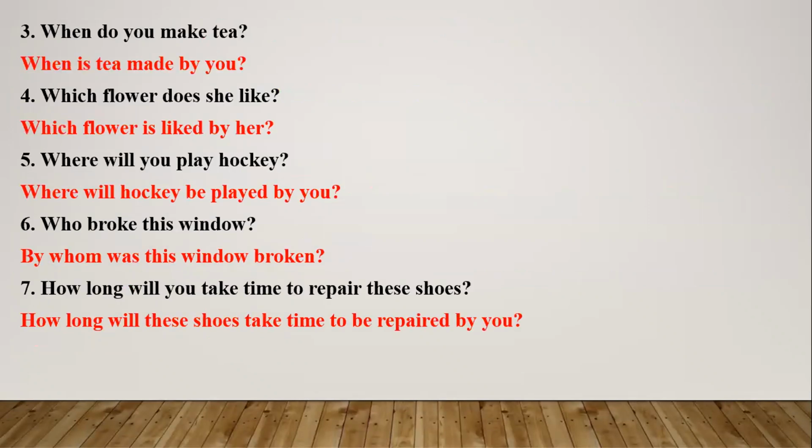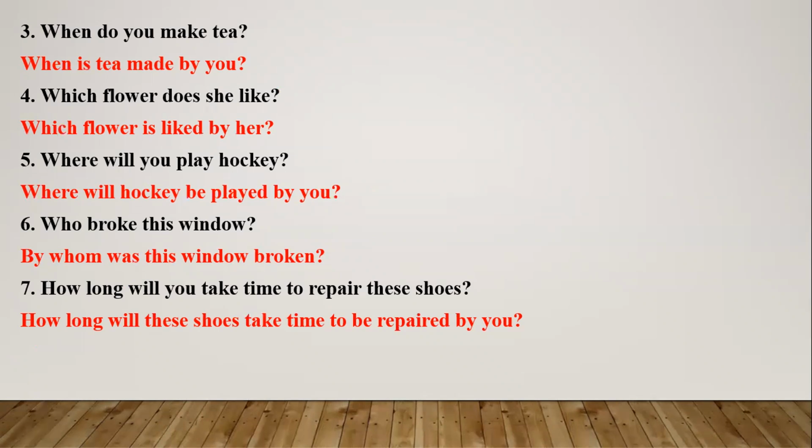Number three, when do you make tea? The tense is present simple. And when we make present simple passive, we use the helping verb is, am, are. So the passive would be like that. When is tea made by you?